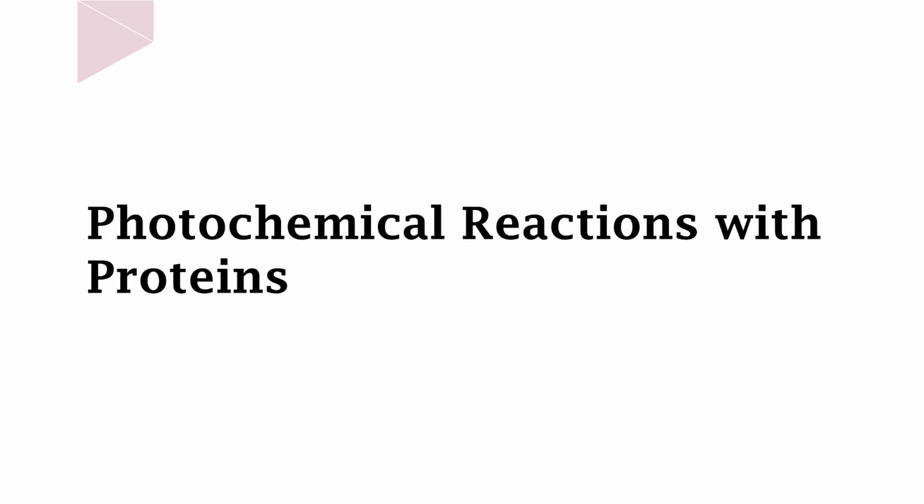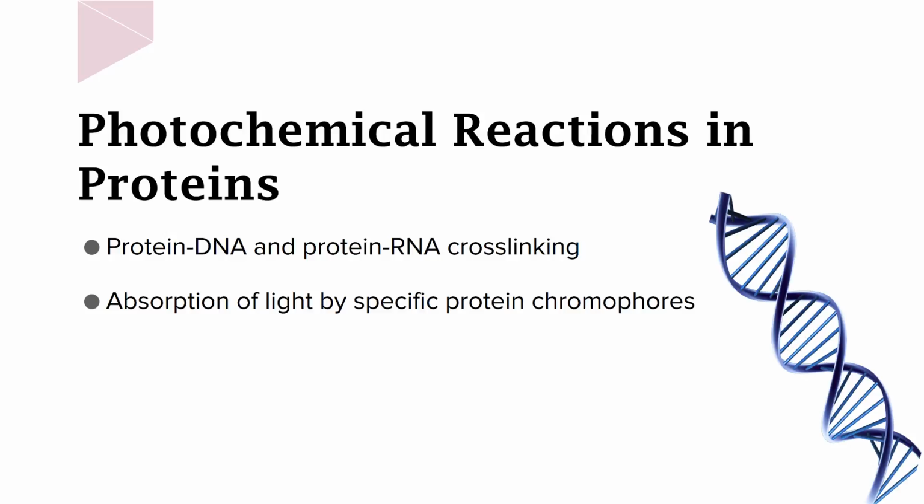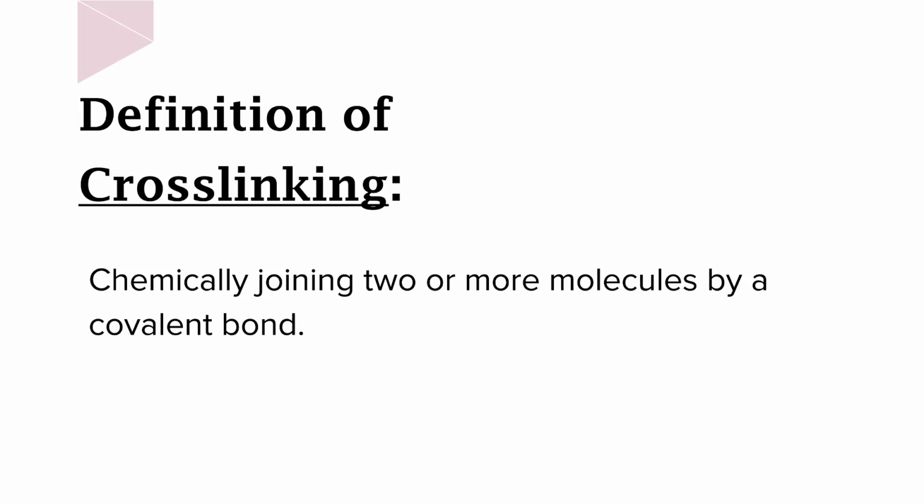Next, we'll move on to photochemical reactions with proteins. We'll be exploring these few cases of photochemical reaction in proteins, namely protein DNA and protein RNA cross-linking, absorption of light by specific protein chromophores, and biological photodamage to proteins. To begin with, cross-linking is the process of chemically joining two or more molecules by a covalent bond.